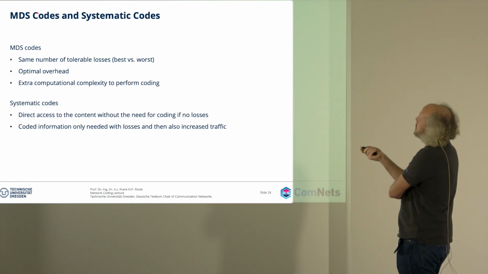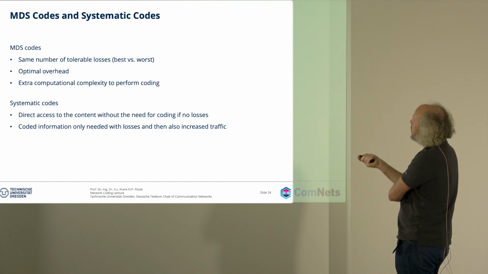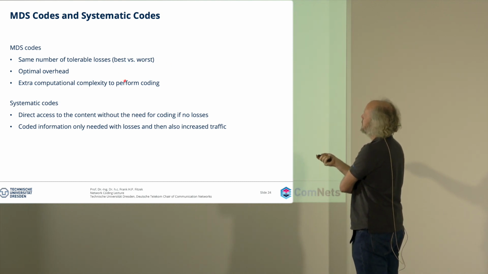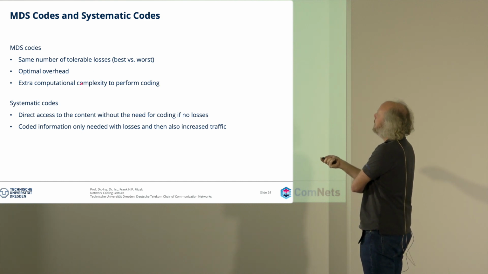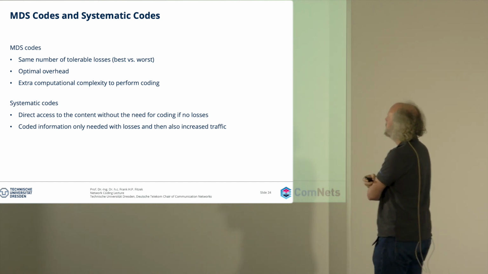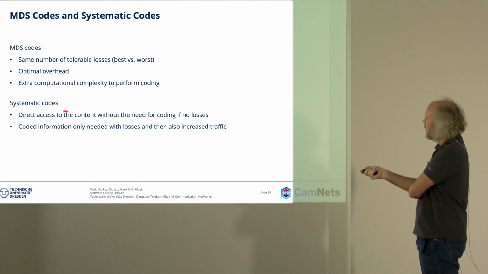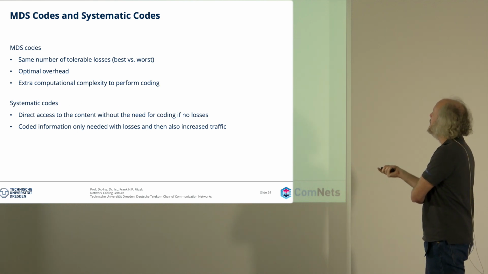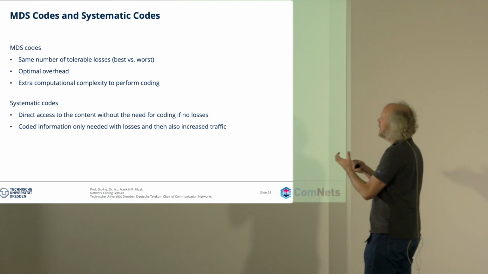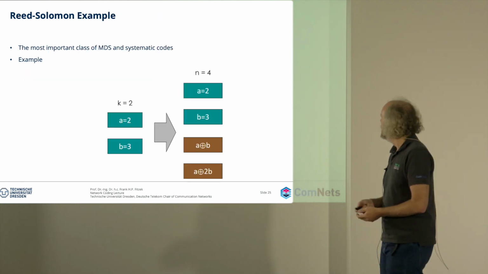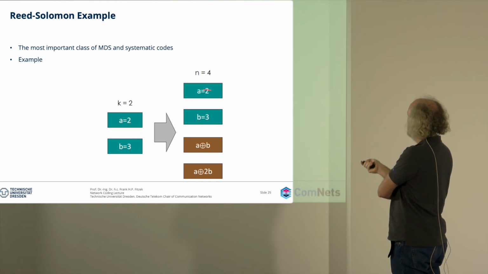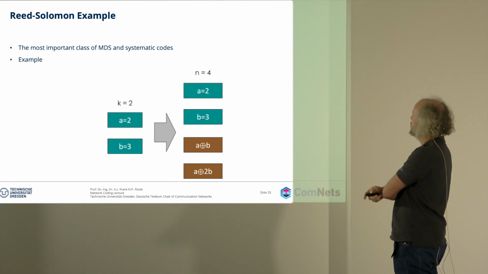So there is a group of codes called MDS codes and systematic codes. MDS codes, they say you have the same number of tolerable losses, best versus the worst case, as we had before. There's the optimal overhead, but you buy in extra computational complexity to perform the coding. Systematic codes have direct access to the content without doing any computation there. And the coded information is only needed with losses, otherwise you would take the systematic ones, right? So in this case, you have a Reed-Solomon code with systematic codes, A and B, you copy them over, and then you have here 2 linear combinations. K equals 2, N equals 4.